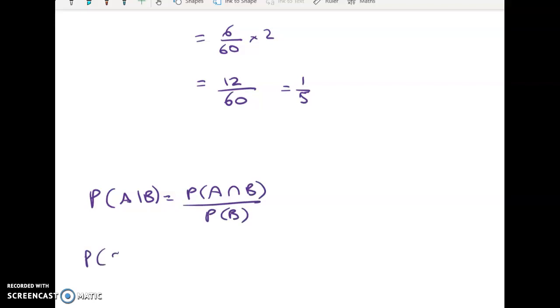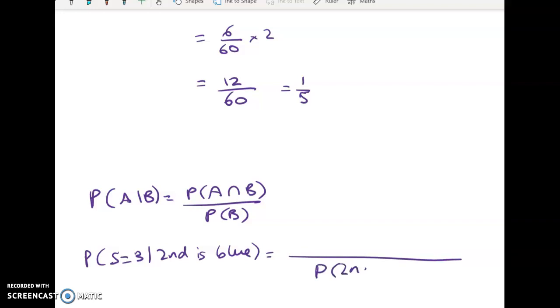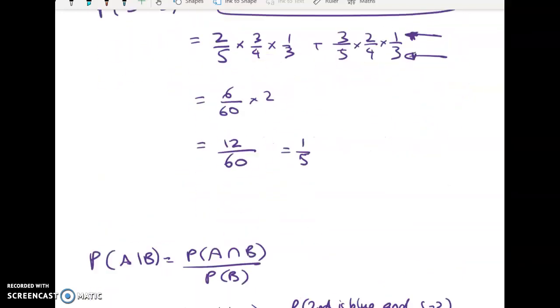So here we want the probability that, given that the second sock is blue, it takes her 3 socks. So in the denominator, we just want the probability that the second sock is blue. And in the numerator, we want the probability that the second is blue and that she takes 3 goes.